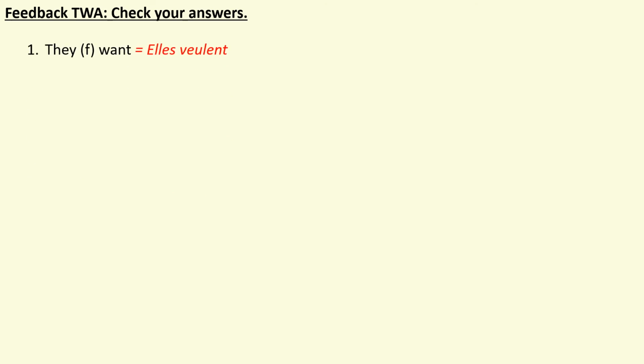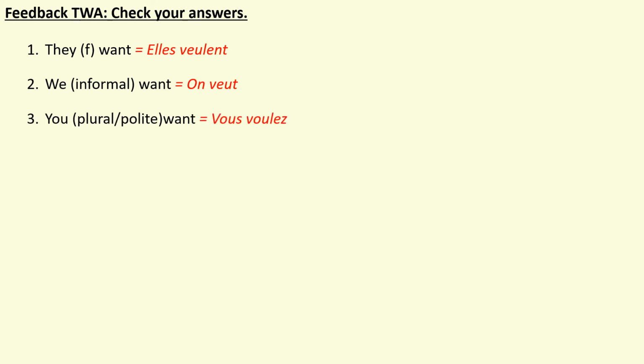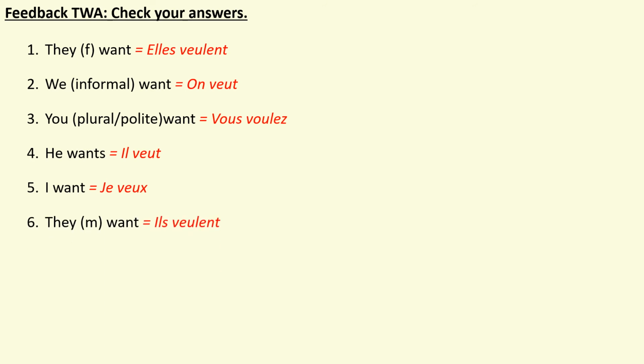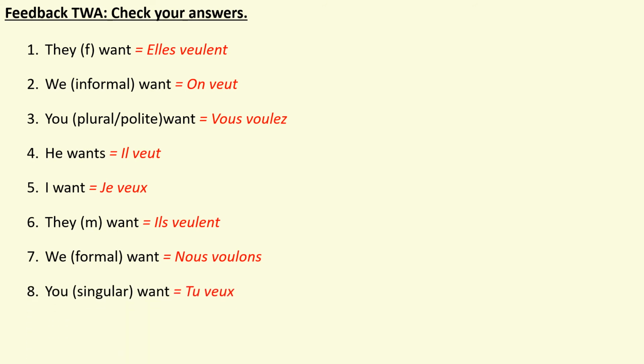Let's check your answers. So we said they feminine want is elles veulent. 2. We informal want is on veut. 3. You plural or polite want is vous voulez. 4. He wants is il veut. 5. I want is je veux. 6. They masculine want is ils veulent. 7. We formal want is nous voulons. 8. You singular want is tu veux. And then finally, number 9, she wants is elle veut. So pause and tick or correct those now. Well done.